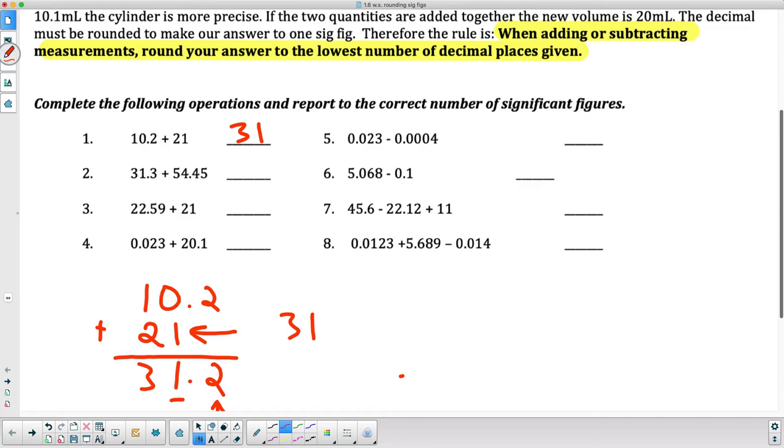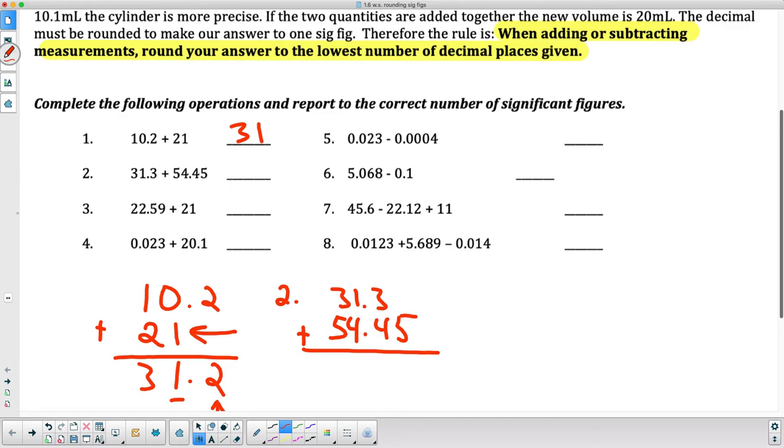Let's take another look at another example here. We'll do a couple examples so that you can get to see what's going on. So this screencast will be broken up into a couple different parts here. So let's take a look at number 2. So number 2 says we have 31.3 and 54.45. Which one of these two is going to limit where we're going to round off at?